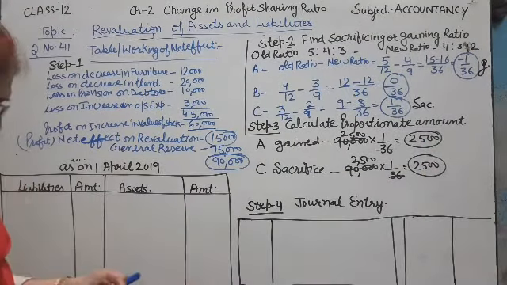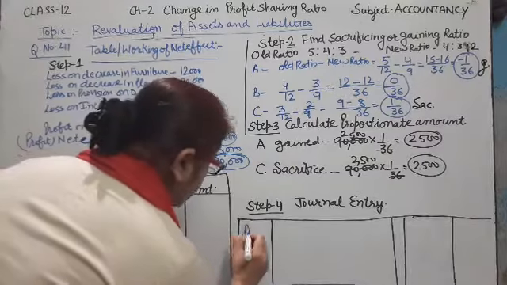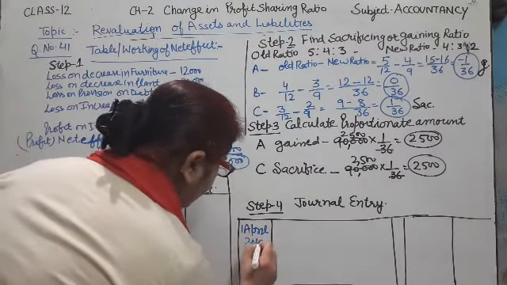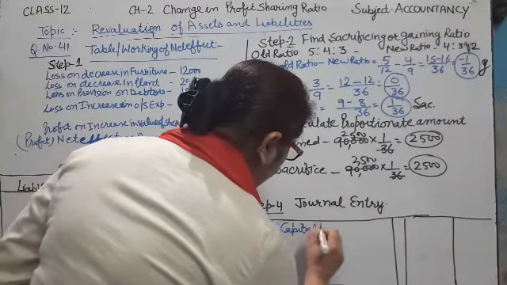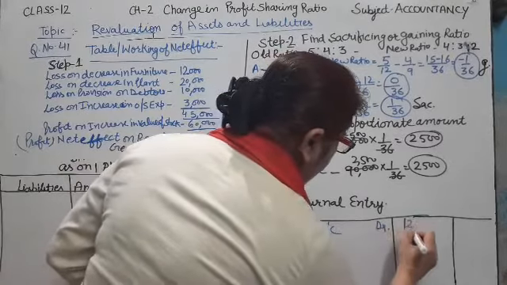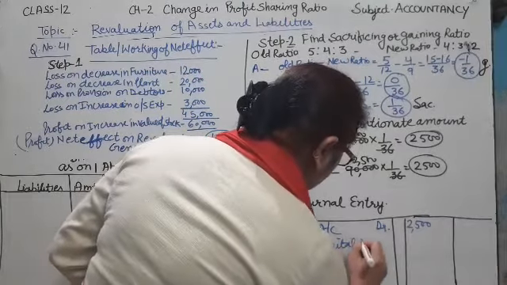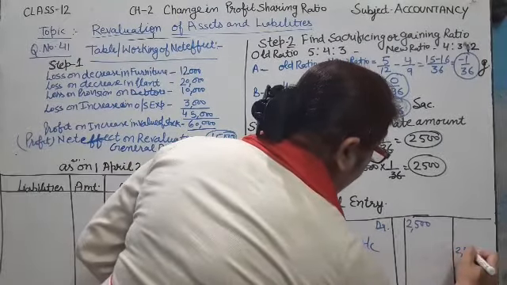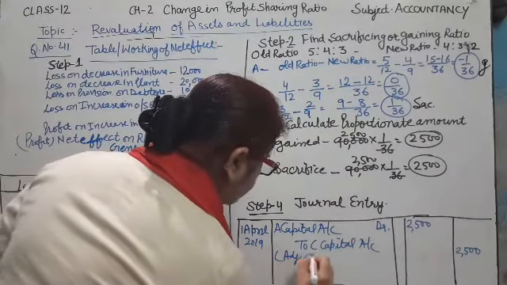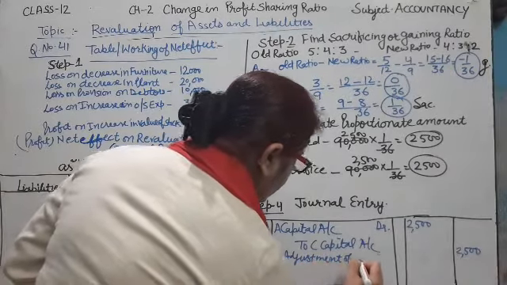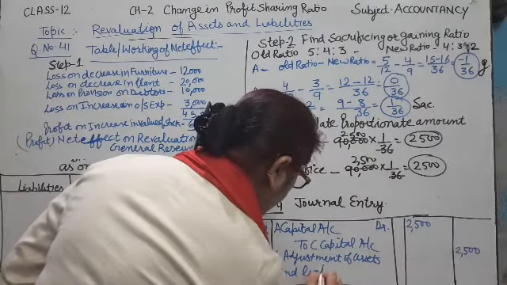And now step number 4, we give the journal entry in the books of accounts on 1st April 2019. A is gain, then we write A capital account debit by 2500 to C capital account 2500. And we write the narration: adjustment of assets and liabilities revaluation.